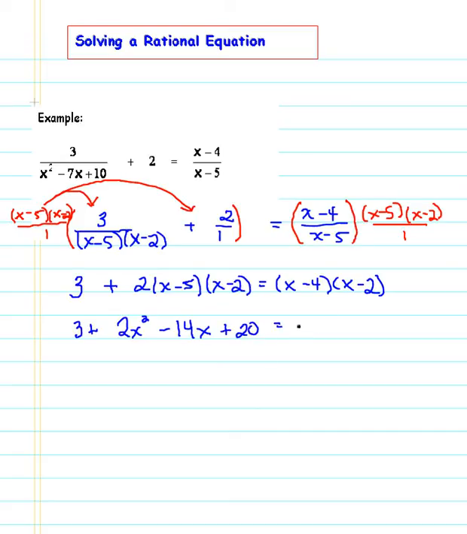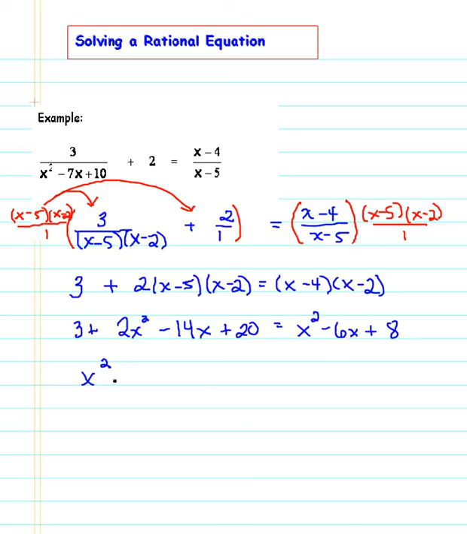On the right-hand side, just FOIL, we have x squared, negative 2, negative 4 for the x's. That would give us a negative 6x and a positive 8. Now I'm going to go ahead and combine. It looks like we're going to have a quadratic equation here, so I'll put everything on the left-hand side. I'll take 2x squared and subtract those x squareds. That'll give me an x squared. I have a negative 14x. I'll be adding these negative 6x's.